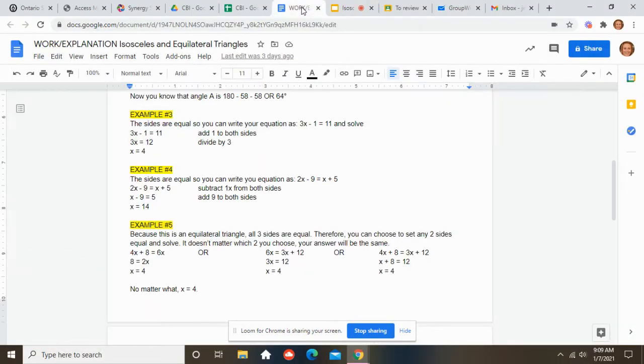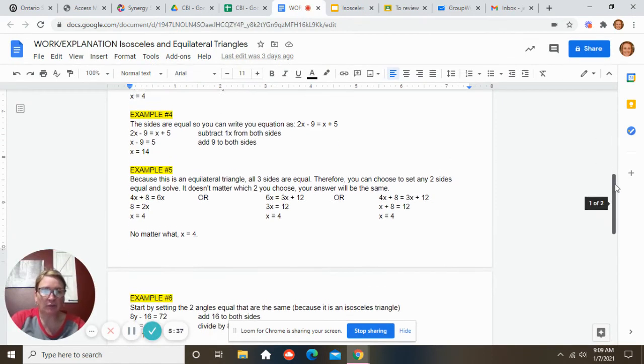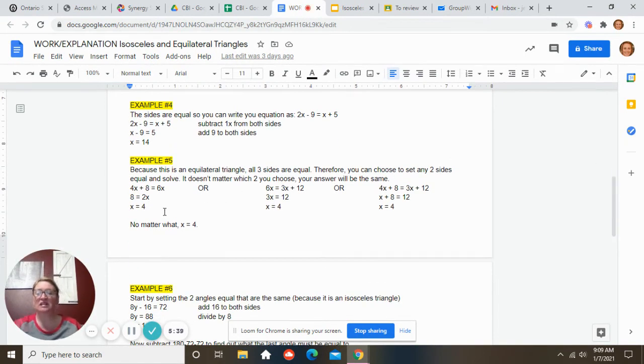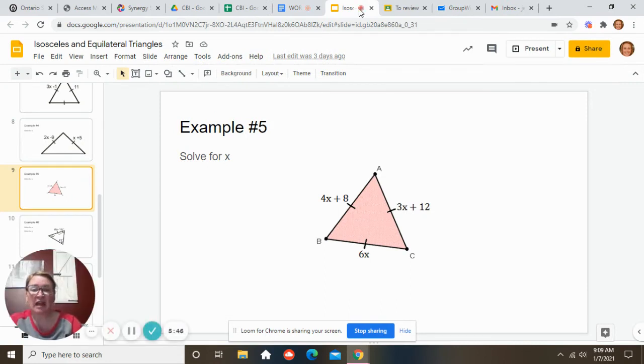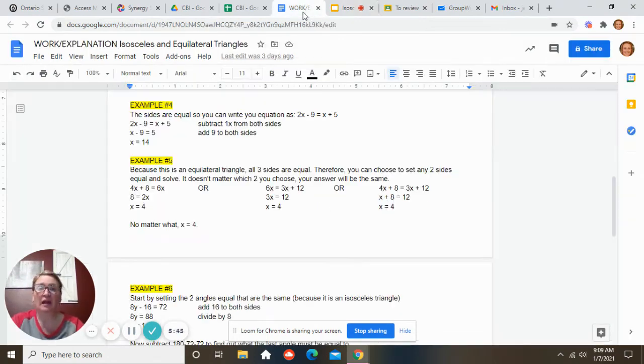So I did this, if you look here at example 5, I did this choosing each different pair. So I did it 3 different ways. I did it to where you could say 4x plus 8 equals 3x plus 12. You could say 3x plus 12 equals 6x. You could say 6x equals 4x plus 8. And I did that so I could show you that no matter what, you're going to get x is equal to 4. Okay?